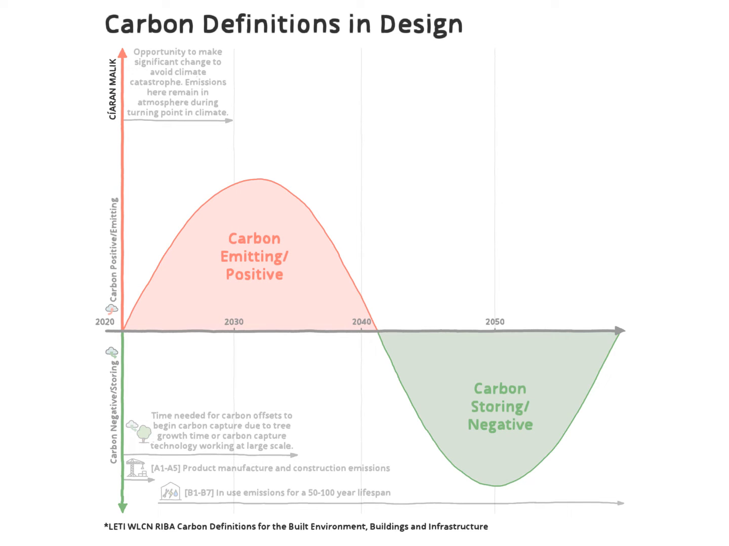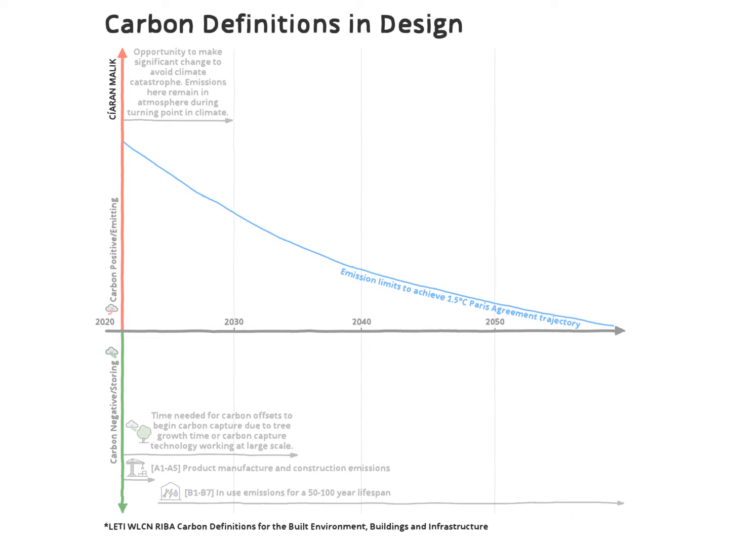Over the lifetime of a project, there might be times when the total emissions in that year are positive, and other times when they're negative. But in order to limit climate change to 1.5 degrees, we need to limit carbon emissions, and these limits will get lower over time.